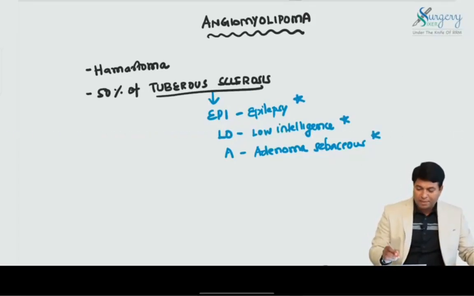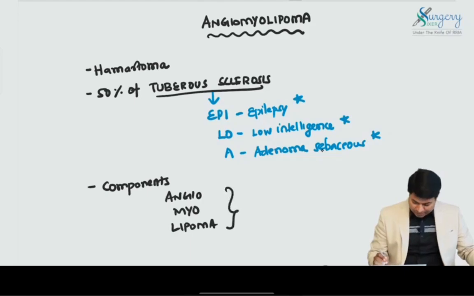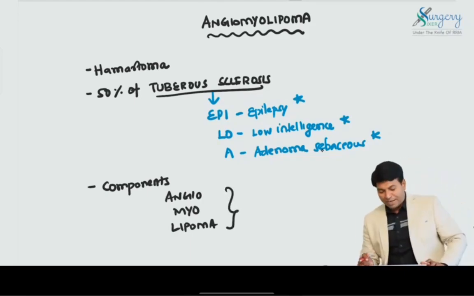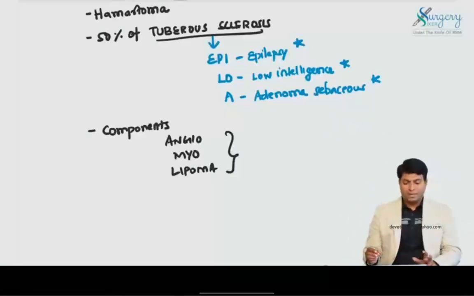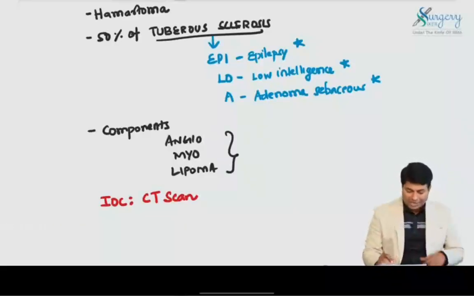So of these patients, 50% will have angiomyolipoma. The components of angiomyolipoma are: angio, blood vessels are seen; myo, muscles are seen; lipoma, fat is seen. All these three are seen. Angiomyolipoma contains blood vessels, muscles, and fat. The investigation of choice for angiomyolipoma is CT scan, which will show you the classical fat within the lesion.